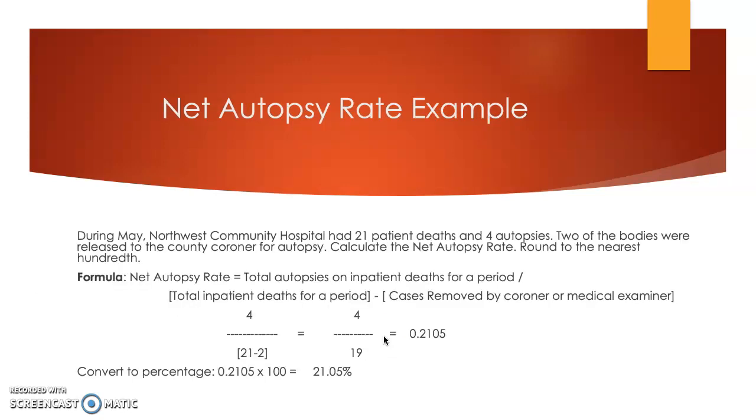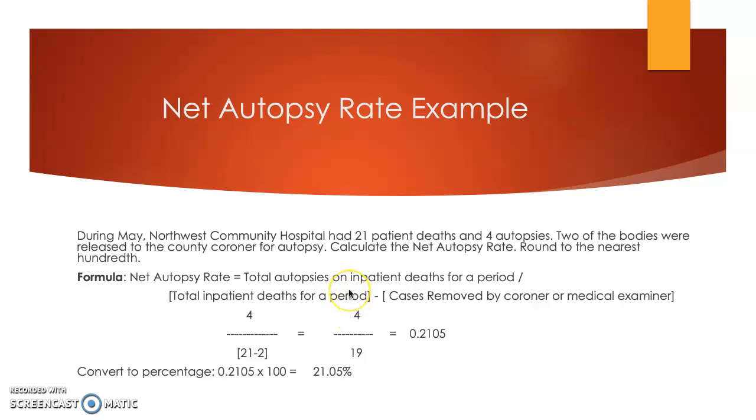So our net autopsy rate example is, during May, Northwest Community Hospital had 21 patient deaths and 4 autopsies. 2 of the bodies were released to the county coroner for autopsy. Calculate the net autopsy rate and round to the nearest hundredth.